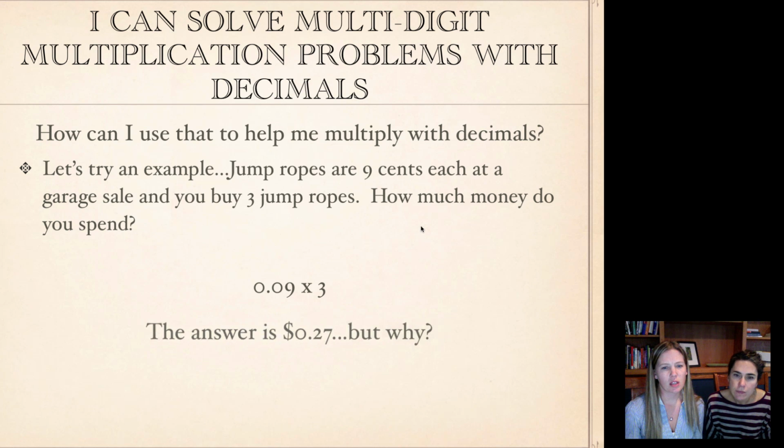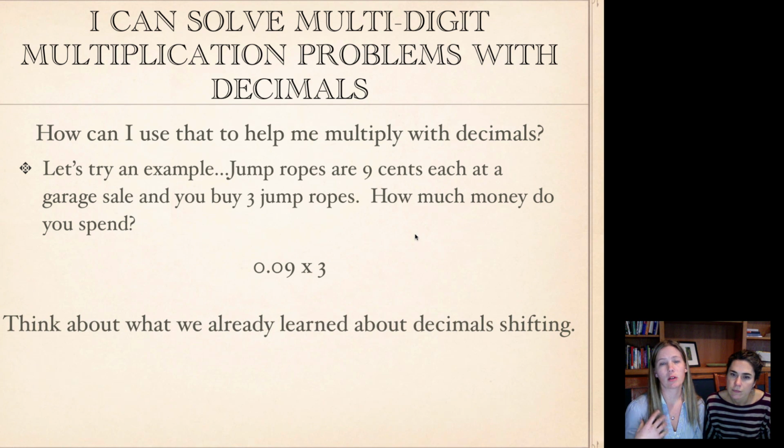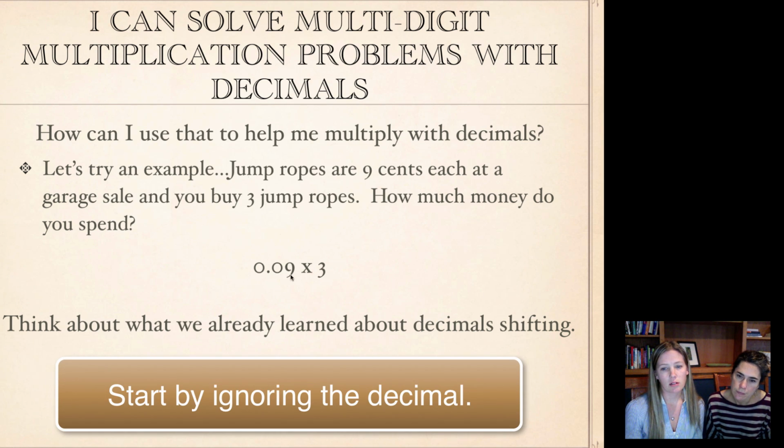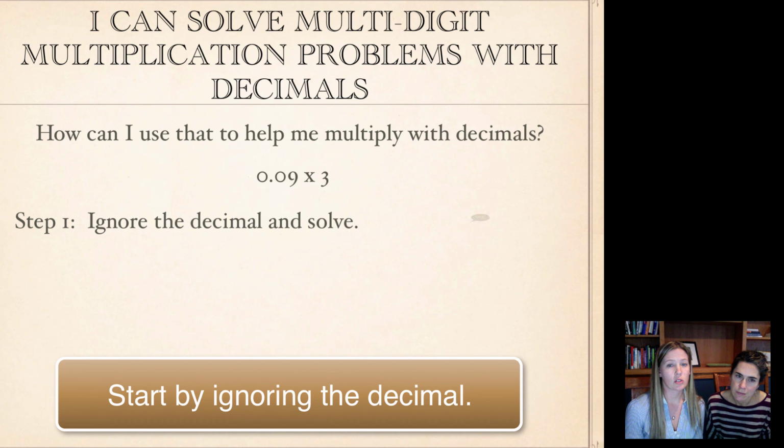Now, we know the answer is 27 cents, but why? How do we get that? How do we know where to put the decimal? If you look here, we've got our 9 cents times 3. We're going to think about what we already learned about the decimal shifting, like Mrs. Van Dam just talked about. The first thing we talked about was ignoring the decimal, so we're going to solve it that way.